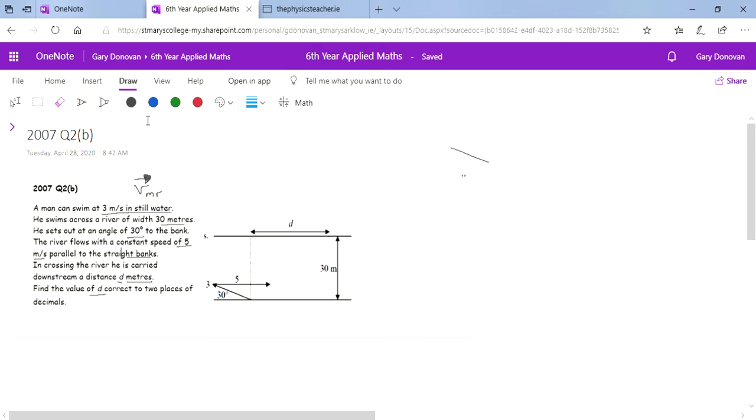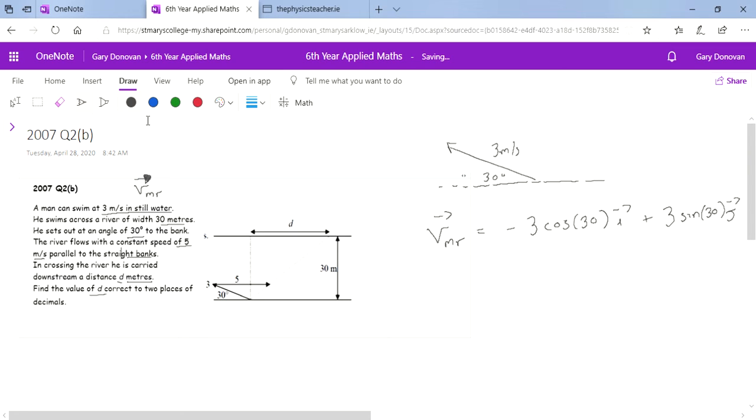So the first thing we want to do is write our velocities in terms of i and j. So if this is the bank, the man is swimming at an angle of 30 degrees upstream at a speed of 3 meters per second. So if we wanted to write the velocity of the man relative to the river in terms of i and j, it would be minus 3 times cos 30 i plus 3 times sine 30 j.